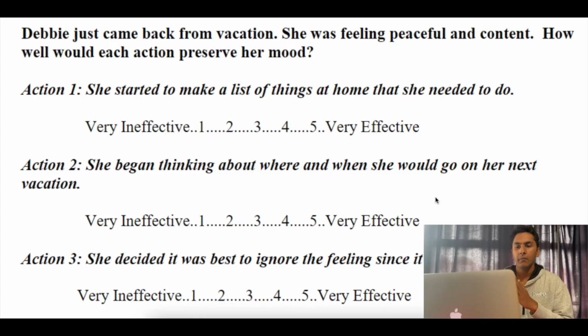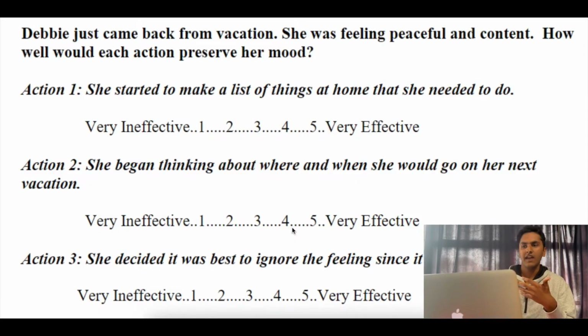But coming back to the question, if you're thinking about your next vacation, you're still going to be wanting to be in that peaceful and content mood anyway. So I would rate this somewhere between 4 and 5, because you would still think about what you're going to do and where you want to go, and that would still make you a bit excited, and that would still preserve the mood, in my opinion. So I'd say a 4 or 5 for that.